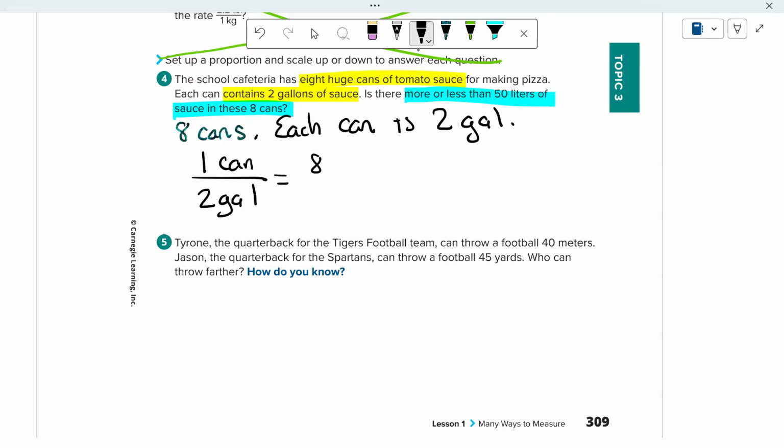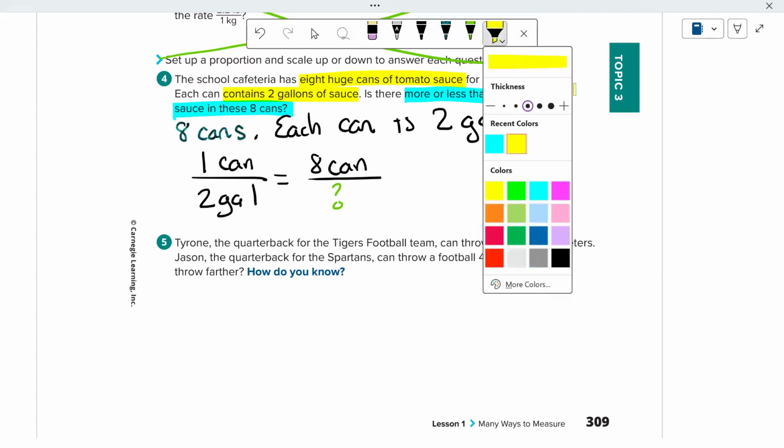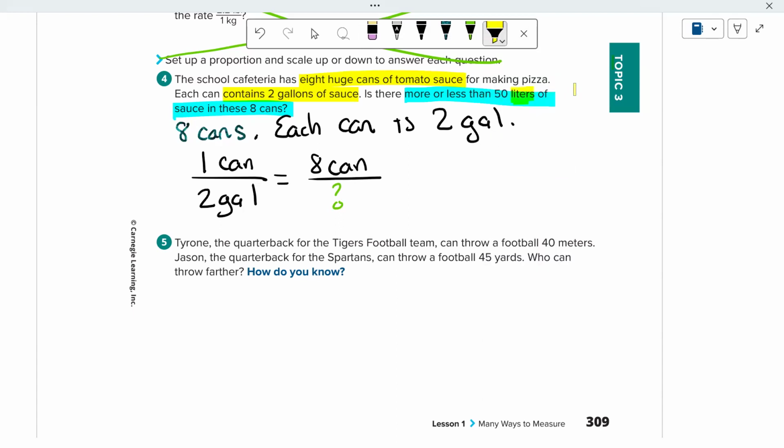So this is equal to 8 cans. How many gallons? Notice the question asked you liters. You must pay attention. Reading is the most important thing here. I know a lot of you are saying English, but deal with it. We got to do it. So the key thing is liters. This is the key word. They want liters. What unit do they give me? Gallons. I'm going to have to do some unit conversion.